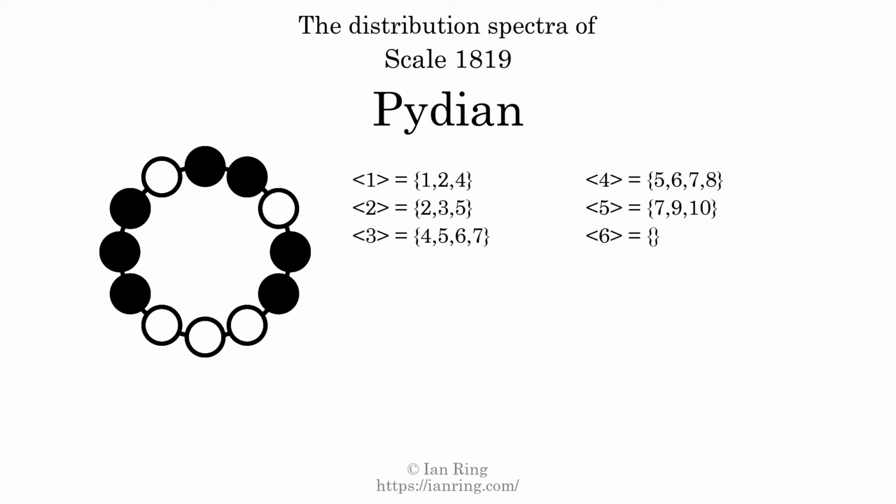And finally, the generic interval of 6 scale steps comes in 3 different specific interval sizes. 8 semitones, 10 semitones, and 11 semitones.